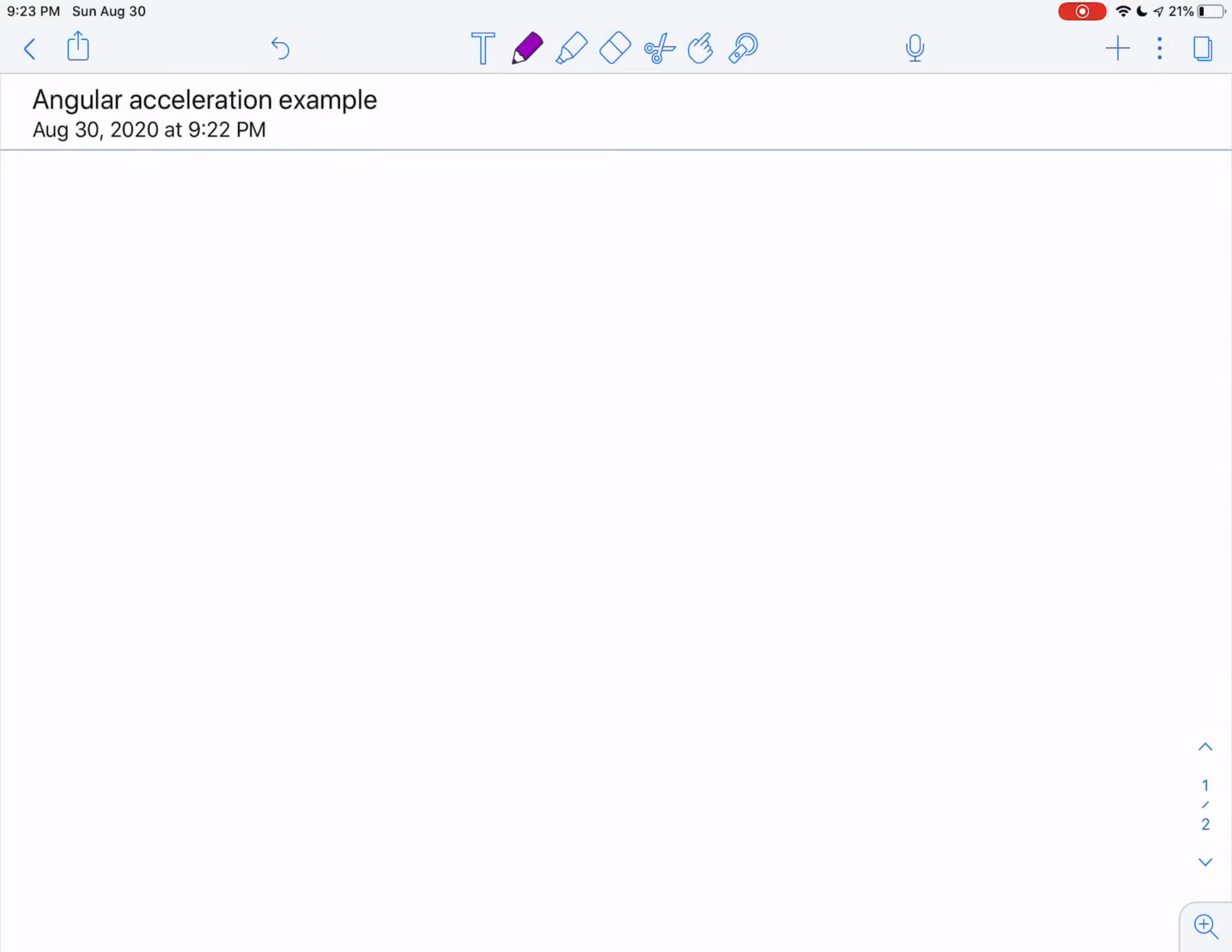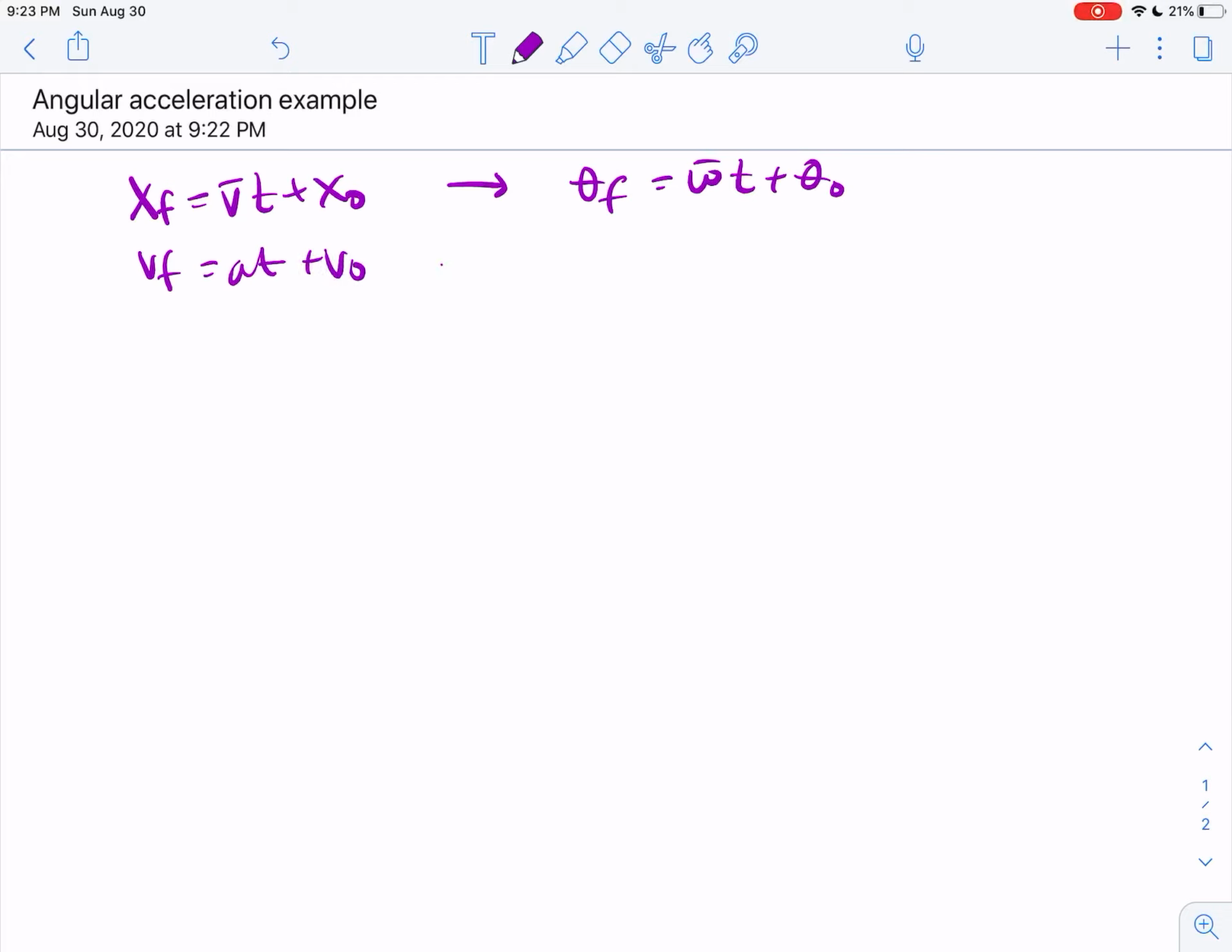All right, so here is an example on how to do angular acceleration. This is on slide 19. So basically, you want to think of the equations exactly like the linear equations. So we have xf equals vt plus x naught. And then the angular version, we have theta f equals omega t plus omega naught. Vf equals at plus v naught. So we have omega f equals alpha t plus alpha naught, where alpha, remember, is the angular acceleration, omega is the angular velocity.